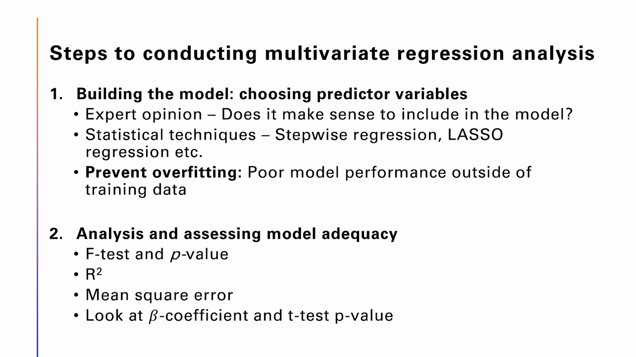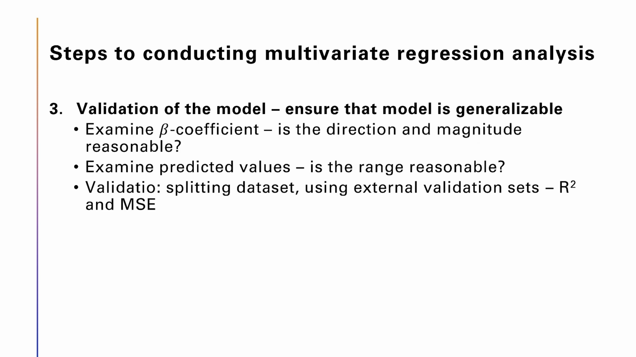You can also look at the mean square error, and a lower mean square error generally means a more accurate model. Finally, you could also observe the beta coefficients of each predictor variable and the p-value for the test, which allow you to interpret which variables are statistically significant in the model. Finally, after selecting the variables and running the analysis, we can proceed with validating the model to ensure it is an accurate predictor of the outcome of interest.